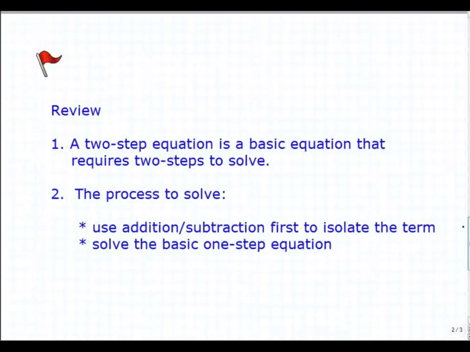In review, a two-step equation is just a basic equation that requires 2 steps to solve. Nothing magical about that. The process, once again, is you're first going to use addition or subtraction to isolate that term, and then you're going to solve the remaining basic one-step equation.